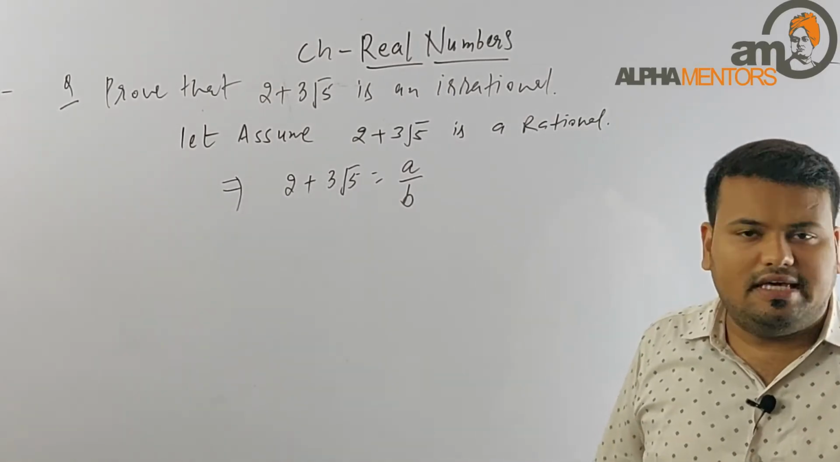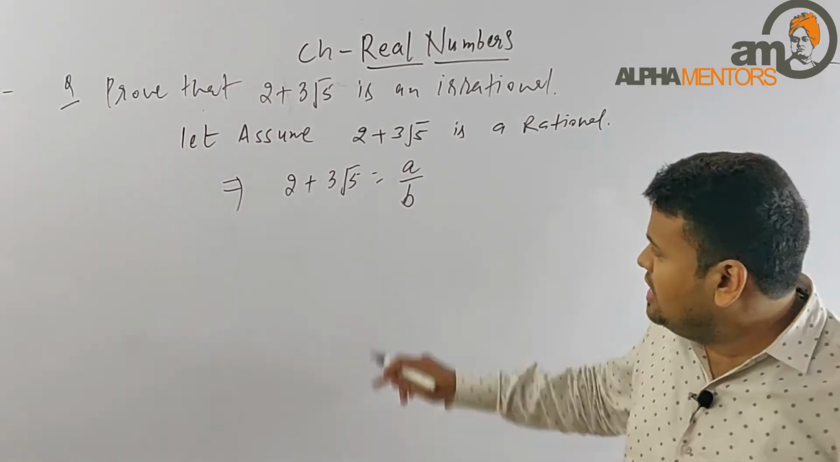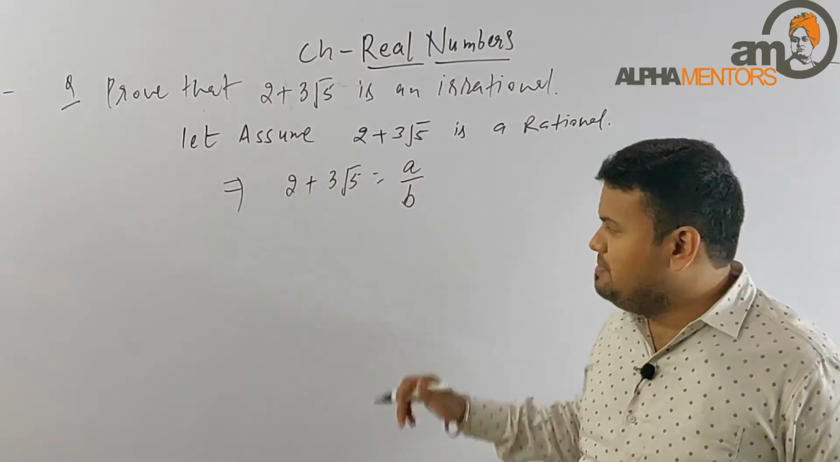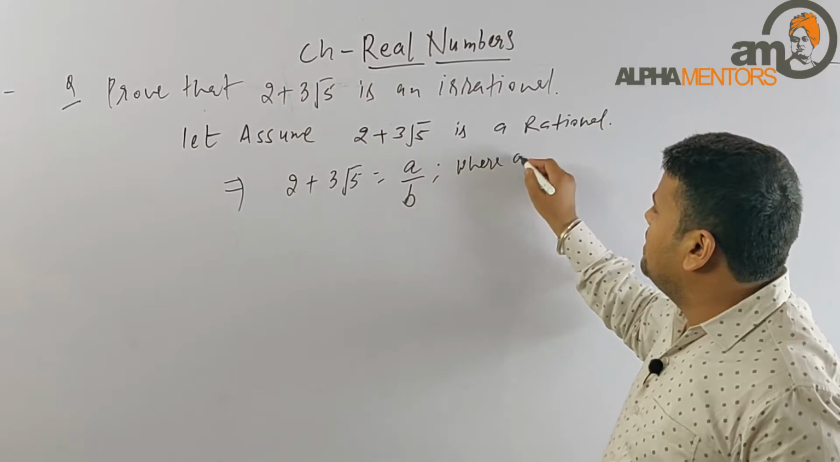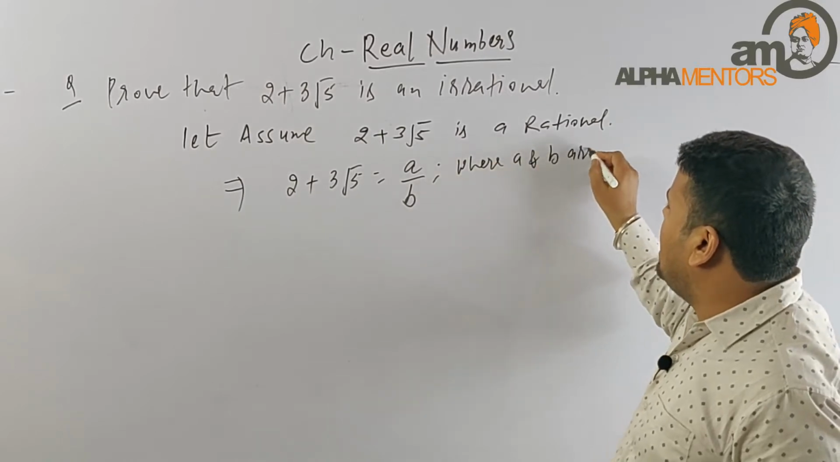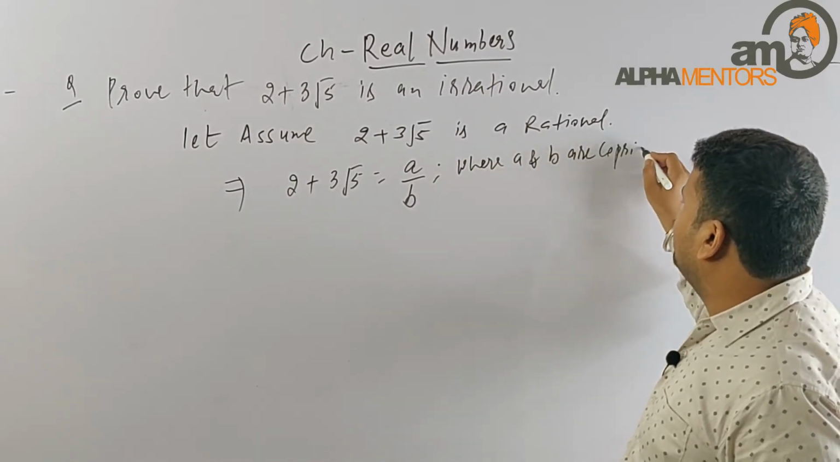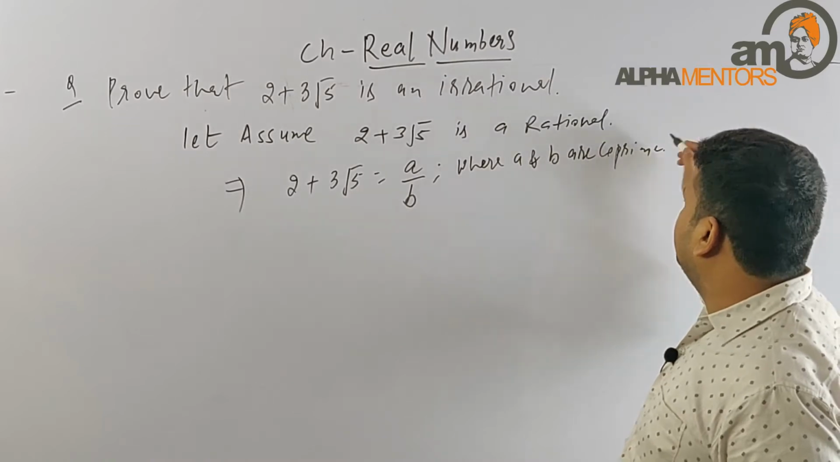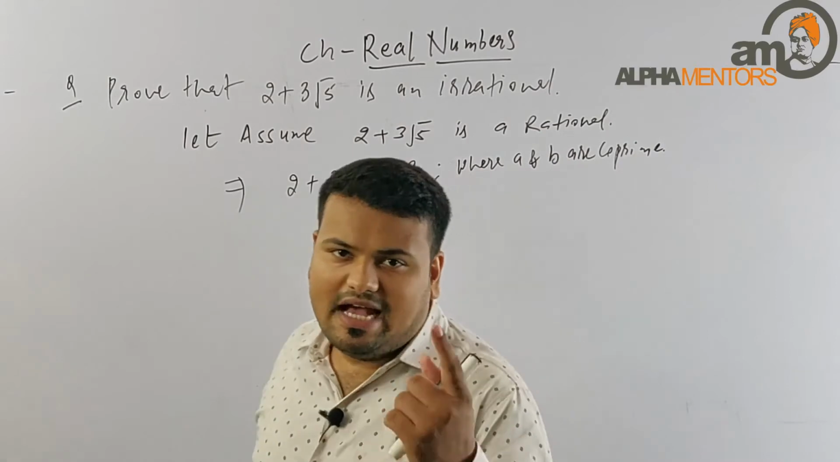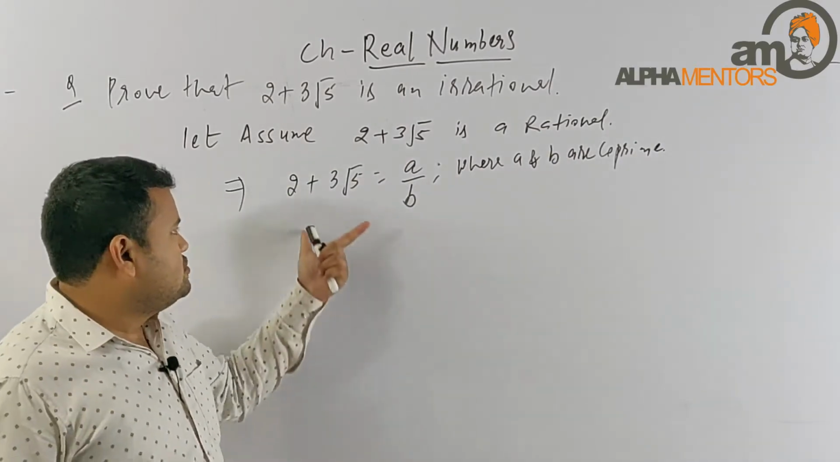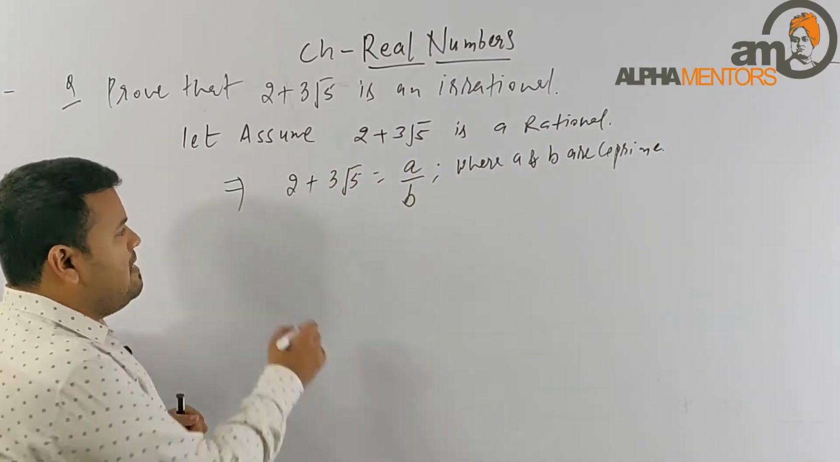p by q लिख के फिर a by b में चेंज कर सकते हैं और डायरेक्टली आप a by b भी लिख सकते हैं, where a and b are co-prime. Co-prime means that is in the standard form, simplest form. Co-primes HCF value is 1. So 2 plus 3 root 5 equals a by b.